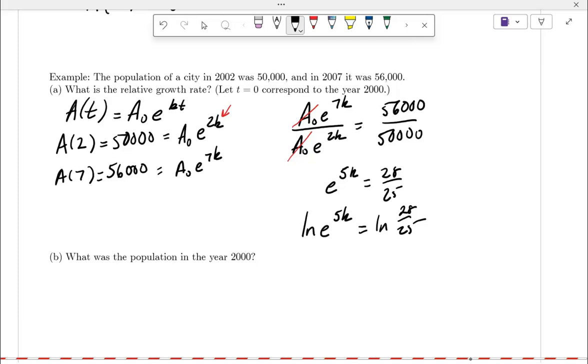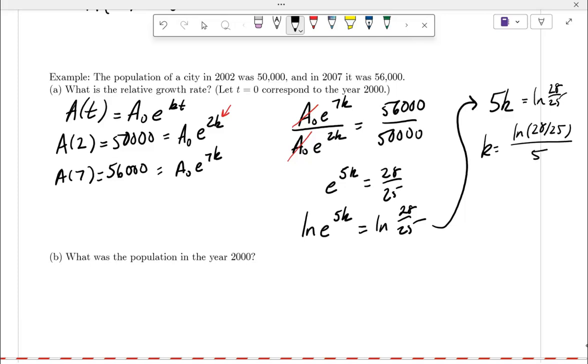What is the left-hand side now reduce to? Just a 5k, right? Remember, natural log and e are inverses of each other, so they just undo each other. We get the 5k. So now to finish this off, we would divide by 5. And be careful when you type these things in your calculator, right? That divide by 5 needs to be outside of your natural log, right? You could also write it as a 1/5 times the natural log if you'd rather. Doesn't really matter.